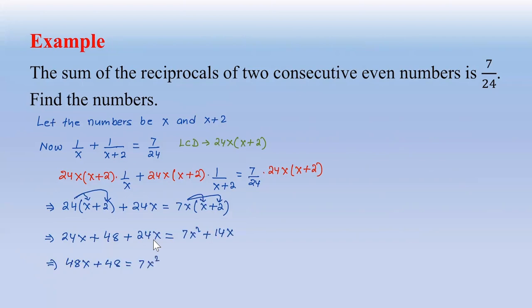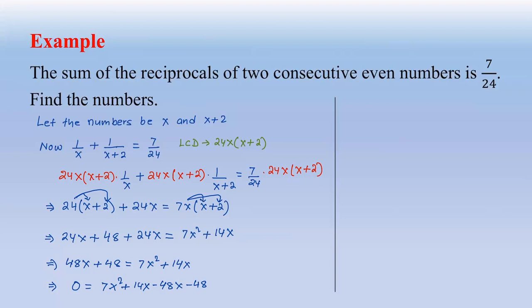If I want to make one side 0, then on the right hand side we have 7x squared, then plus 14x. So now we need to move this 48x to the other side, so it will be minus 48x. And then we also need to move this 48 to the other side, minus 48. So we almost have the quadratic equation here.